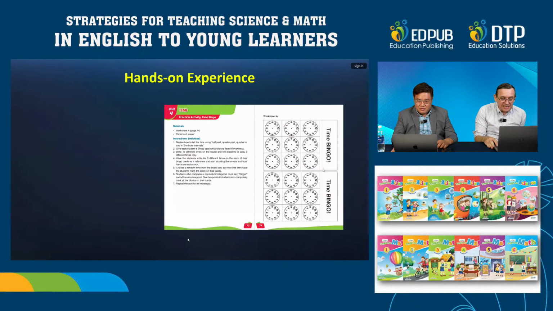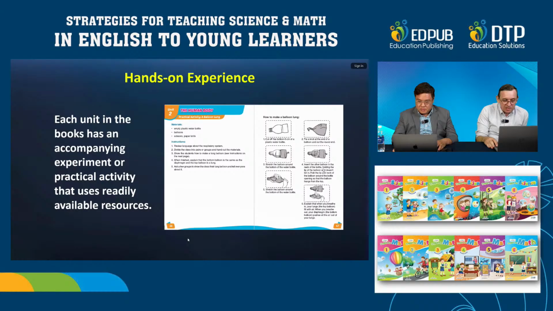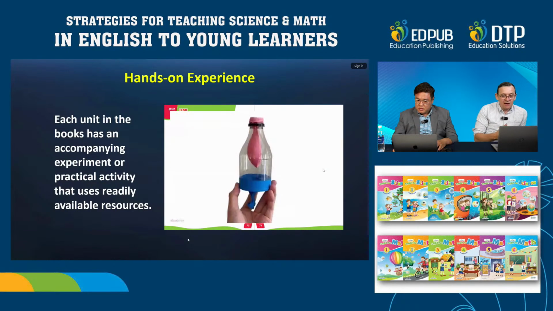For science, it's easy to do experiments. For math, it's a little bit more challenging, so we've got lots of games and worksheets, such as this one, which is time bingo, to give the students opportunities to use them. In science, we have the experiment explanations. This is creating a balloon lung using materials that are available, very easily purchasable. You don't need to spend money on this at all, really. It's very easy to find these things.